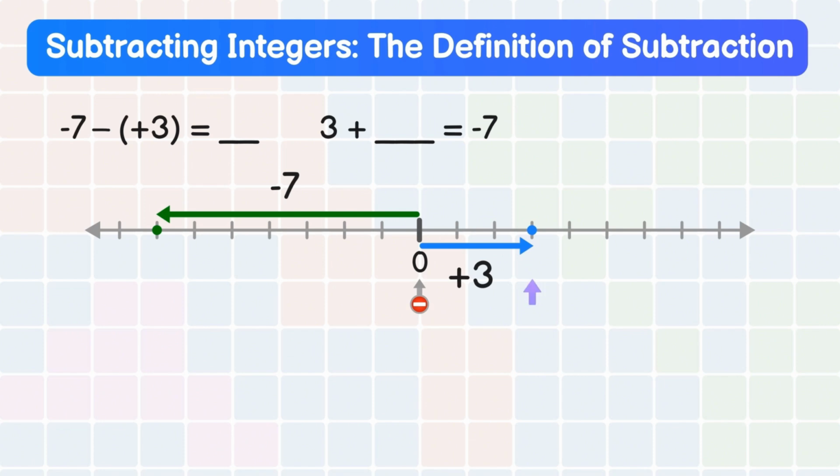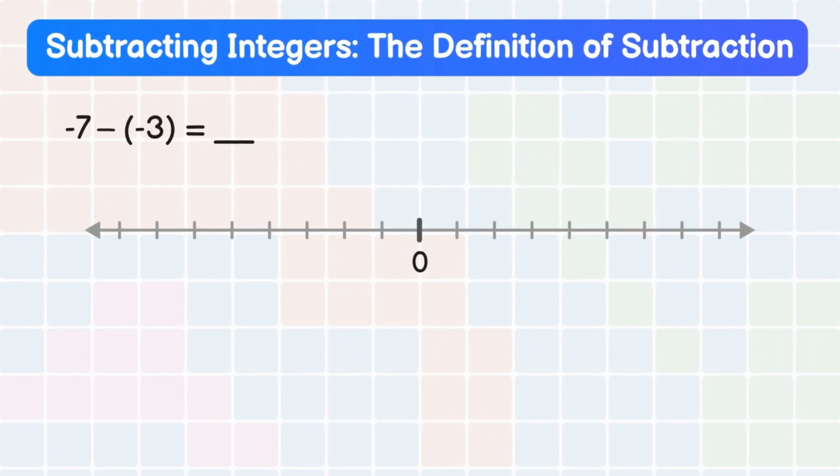Then we ask the question, what number do we add to positive 3, the number we're subtracting, to get to negative 7, the number we're subtracting it from? We start at the number we're subtracting and we count to the left 10 times. So the answer is negative 10.